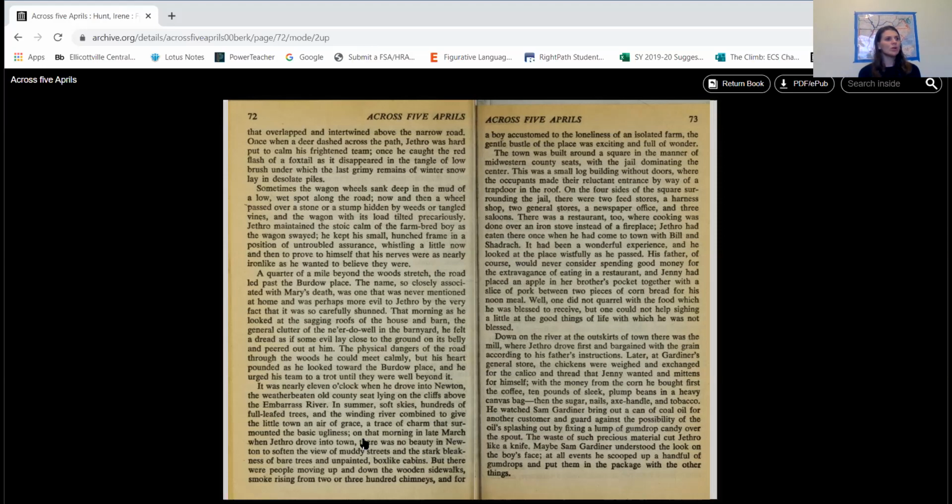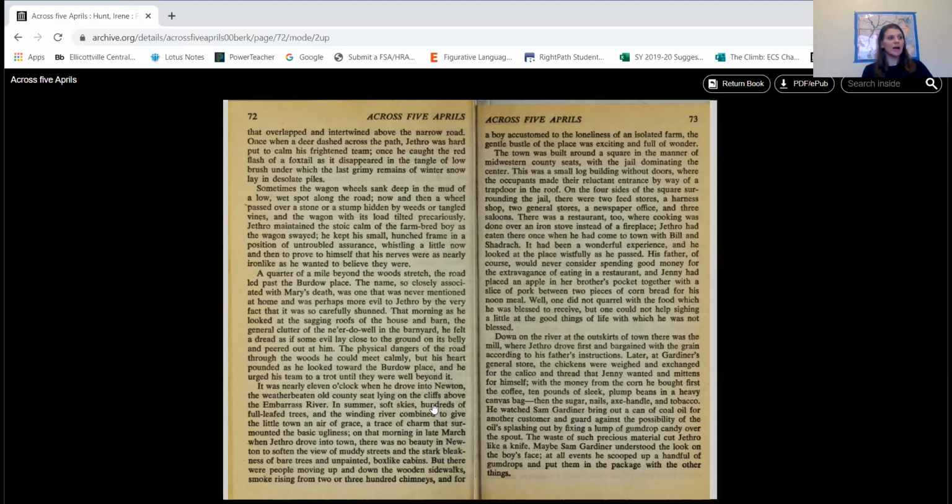The name so closely associated with Mary's death was one that was never mentioned at home and was perhaps more evil to Jethro by the very fact that it was so carefully shunned. That morning, as he looked at the sagging roofs of the houses and barn, the general clutter of the ne'er-do-well in the barnyard, he felt a dread as if some evil lay close to the ground on its belly and peered out at him. The physical dangers of the road through the woods he could meet calmly, but his heart pounded as he looked toward the Burdow place, and he urged his team to trot until they were well beyond it.